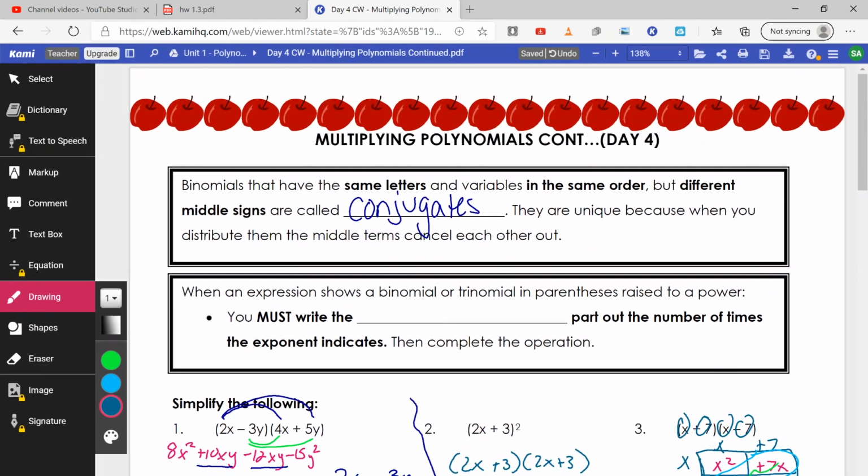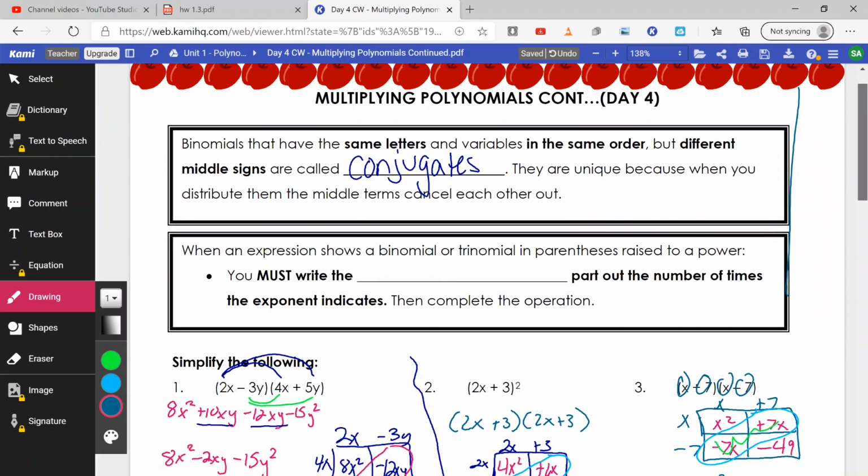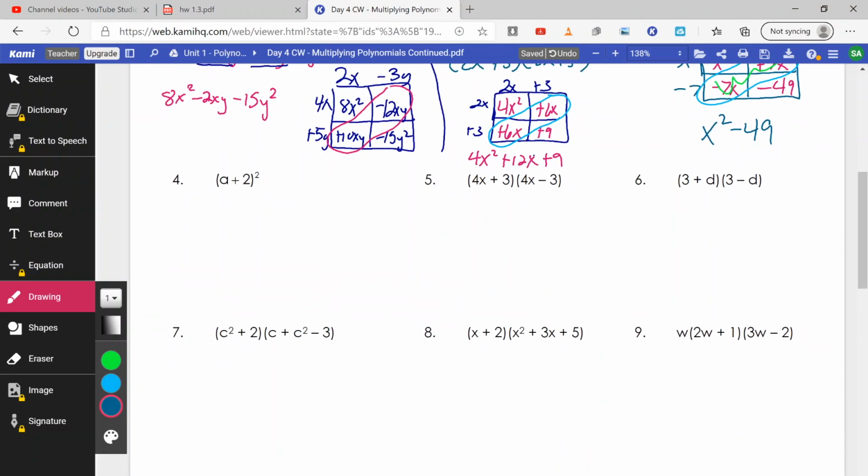Number 4, again, we have a plus 2 squared. This does not mean I square a and square 2 and I'm done. It means I'm multiplying a plus 2 twice. So a plus 2 times a plus 2. Now I can use the box method. Split it up, a plus 2, a plus 2.